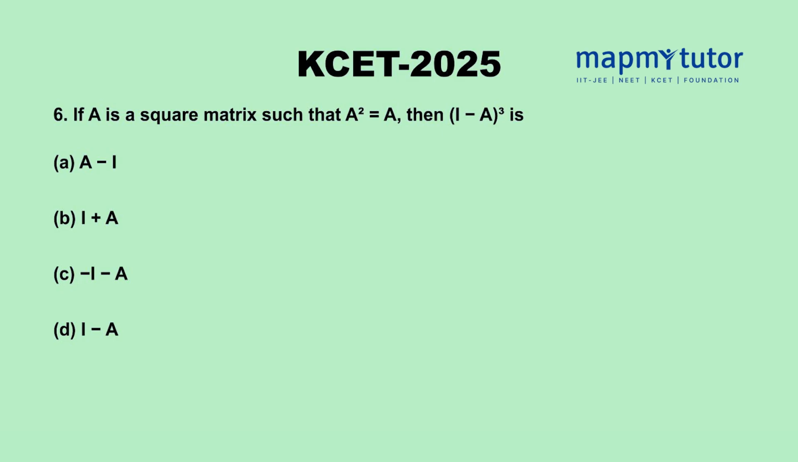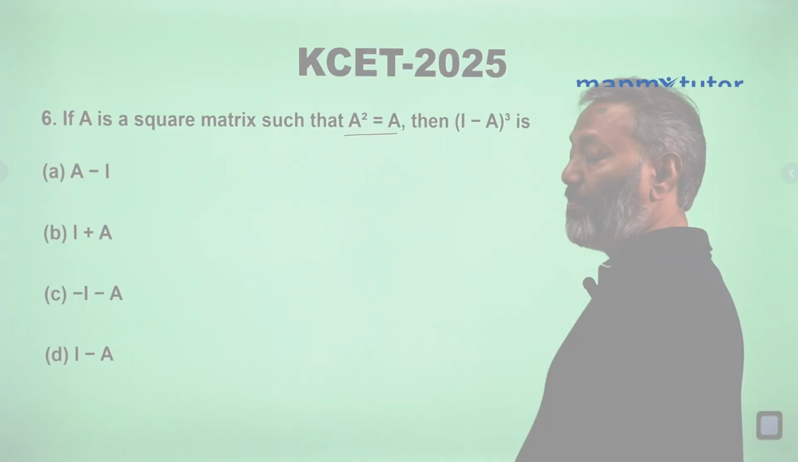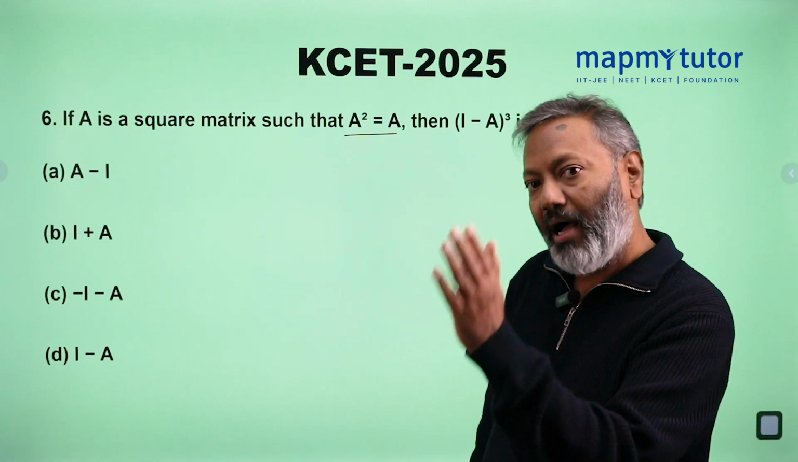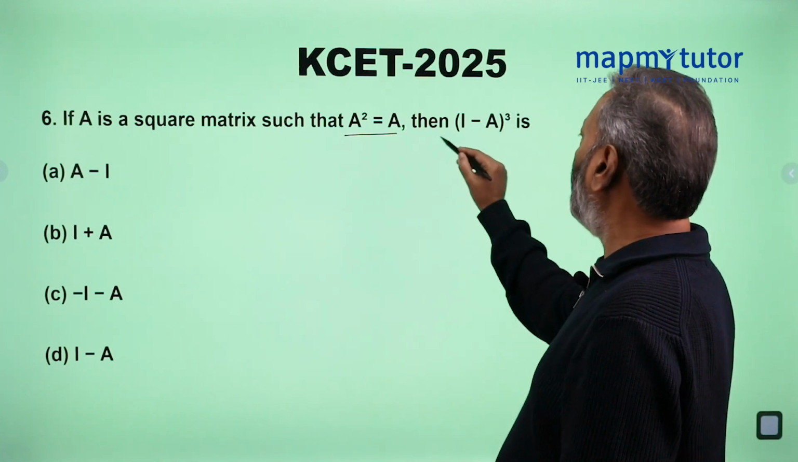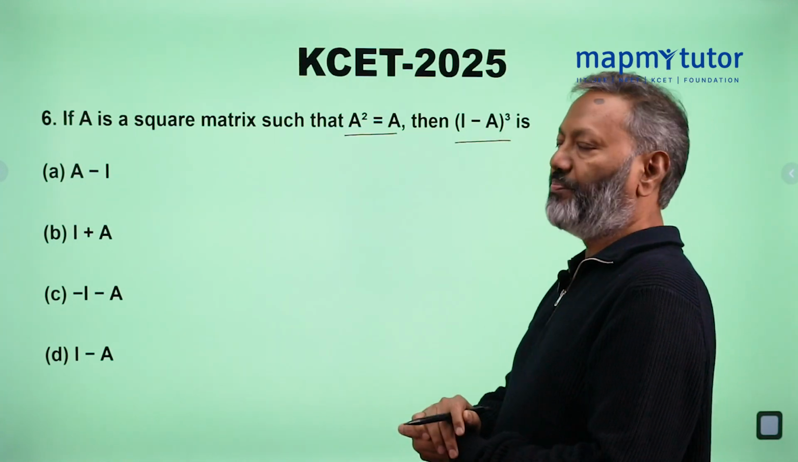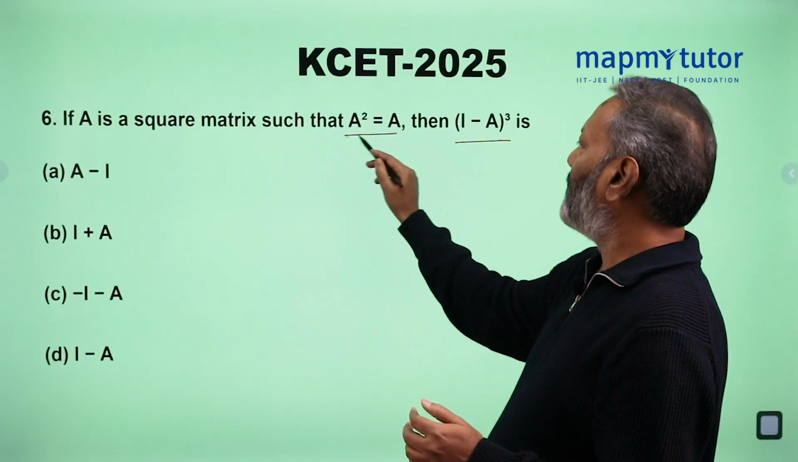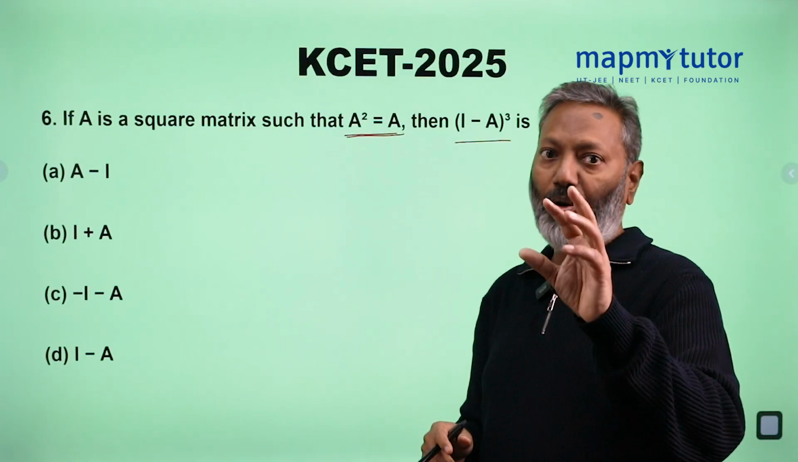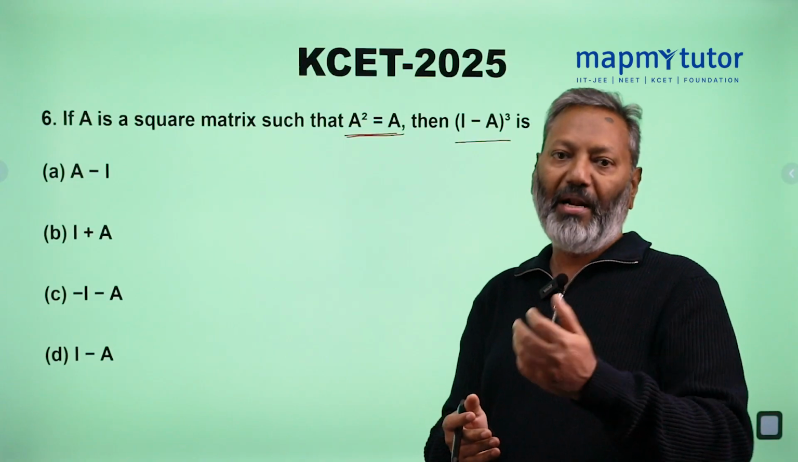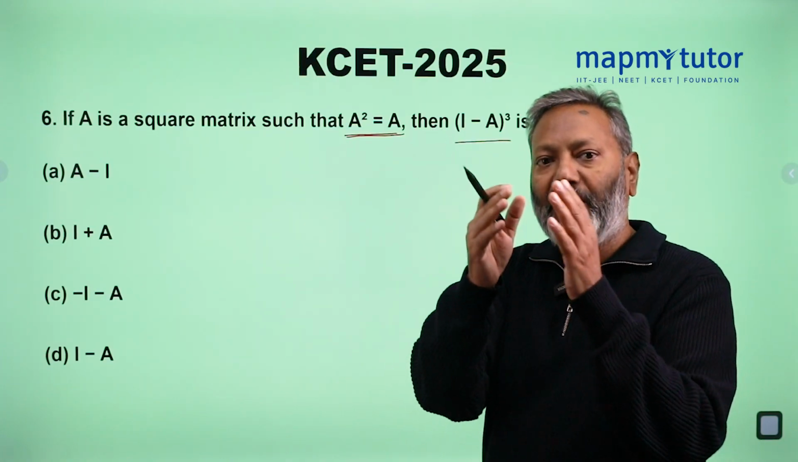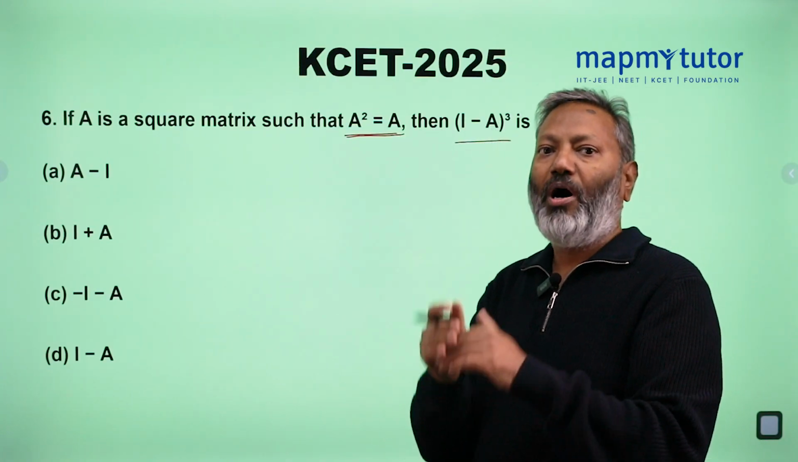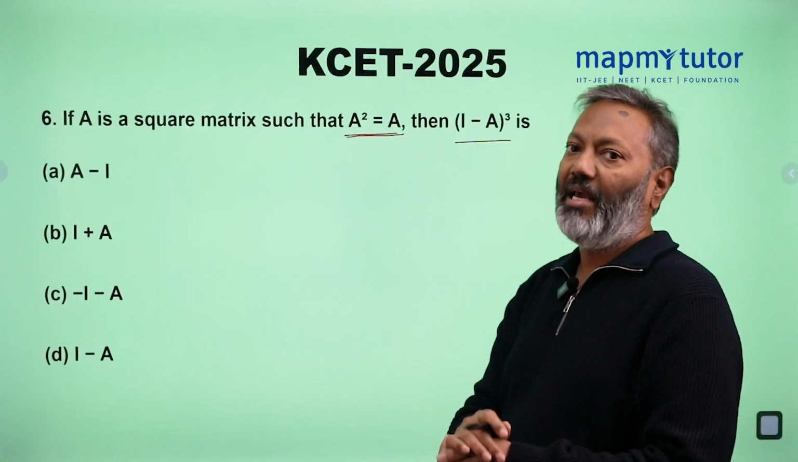If A is a square matrix such that, look at this condition, A square equal to A. That means if you multiply A with A, again you will get A. Okay. Then what is (I minus A) whole cube? Can anybody suggest one matrix which satisfies this condition? Very well known matrix, that is the identity matrix. If you multiply I with I, again you will get I. So I always satisfies this condition, A square equal to A.